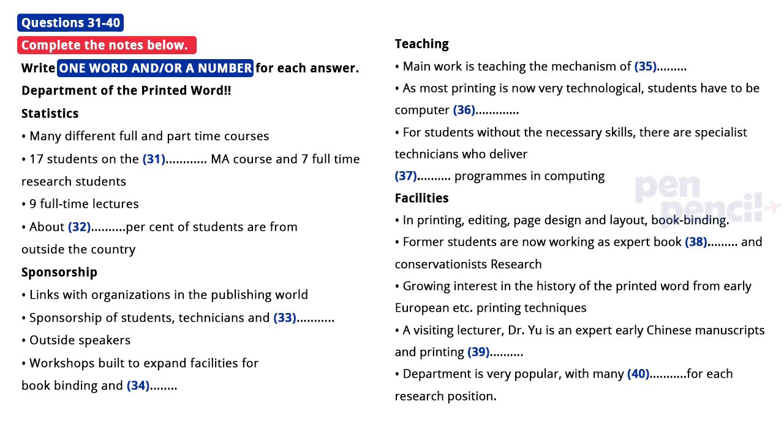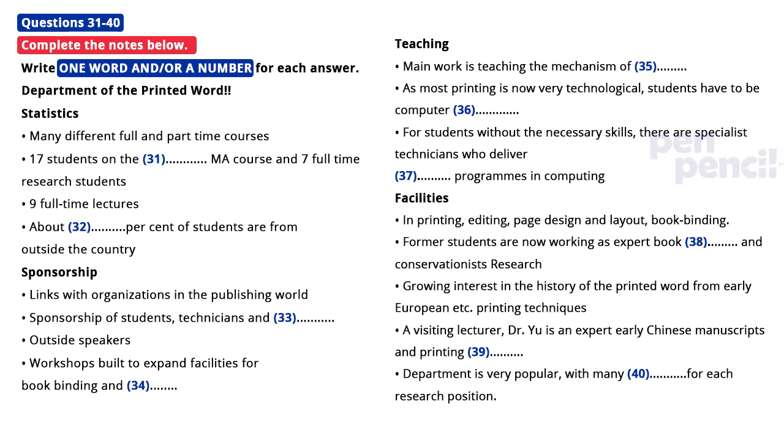I am here to give you a brief outline of the work of this new department. The department of the printed word has a very short history, having been created just 10 years ago. Some statistics to start with. The first intake of undergraduate students consisted of 20 students, which rose to 37 in the second year. And we now have about 50 in the first year, doing a wide range of courses, full and part-time.